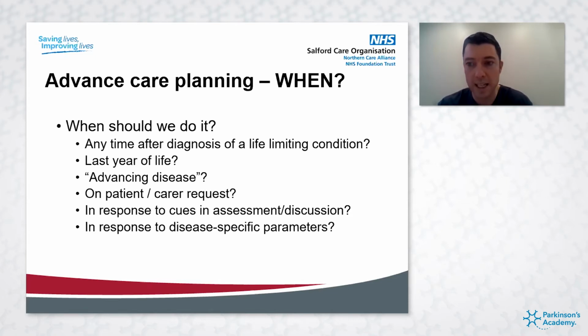Do we focus it more towards the last year of life? Do we focus it more within that last year towards advancing disease, when we're seeing signs of repeated hospital admissions? Those are the cues that we can look at. Do we look at it when patients request it at any time? Do we focus it in relation to when we're having wider discussions about the future, about symptom control, in response to patient cues? Do we use specific disease-specific parameters to guide us? And I think basically it could be all or any of those.